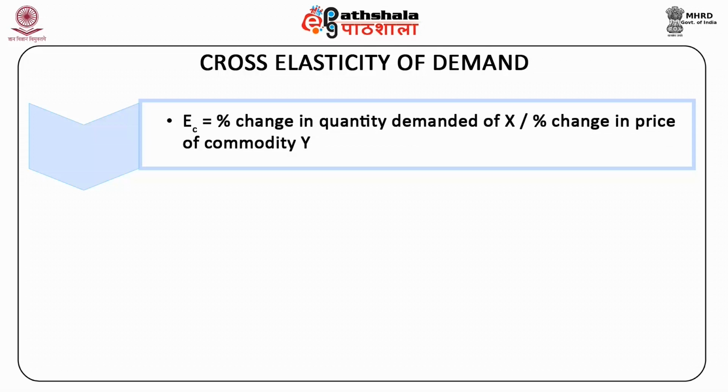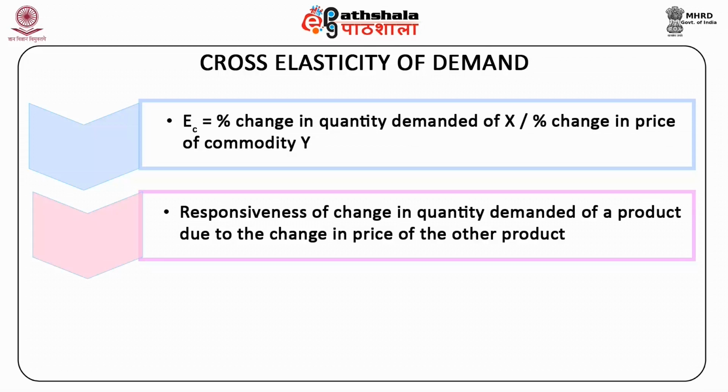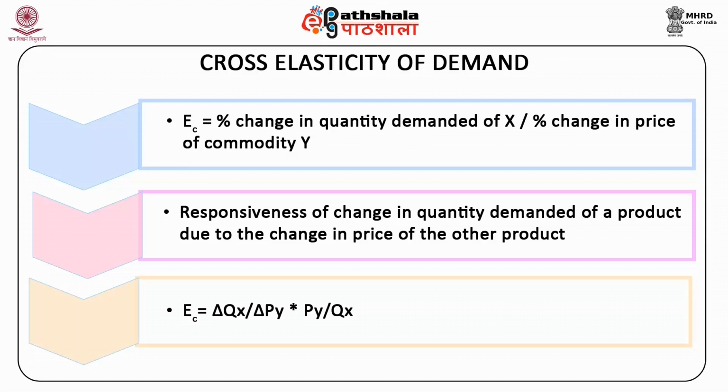Cross elasticity also shows the responsiveness of the change in the quantity demanded of a product due to the change in the price of the other product. The above equation can be written as EC = (change in QX by QX into 100) divided by (change in PY by PY into 100) = (change in Qx by Qx) divided by (change in Py by Py) = change in Qx by change in Py into Py by Qx.